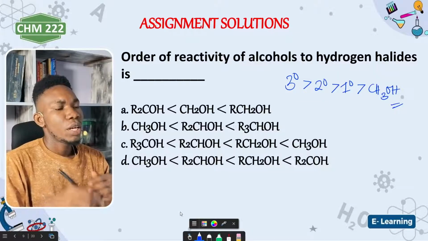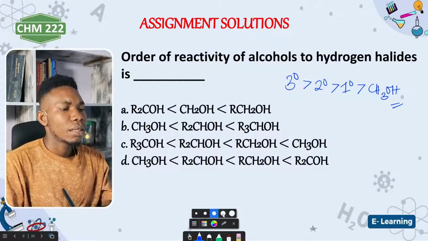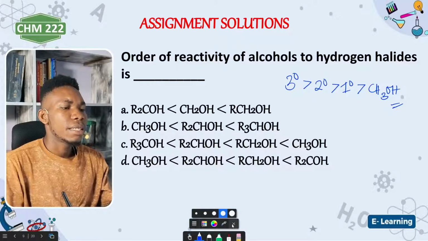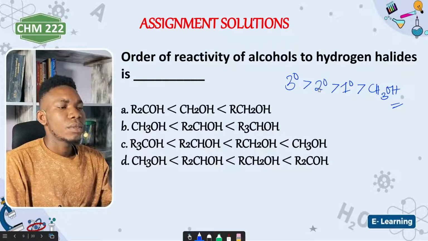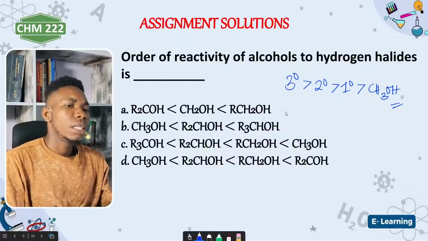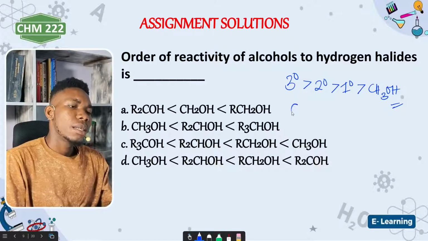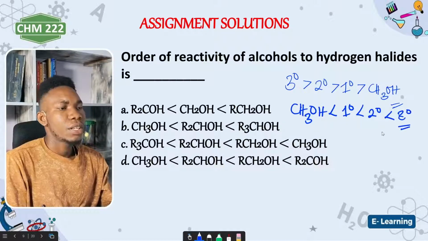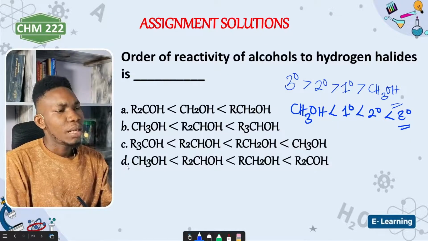All right. So the question is the correct order for the reactivity of the alcohol to hydrogen halide. So tertiary to secondary, primary to methyl. That means if you want to go in the less than direction, methyl alcohol is less than primary, less than secondary, which is less than tertiary. So this is not correct. This is also not okay.